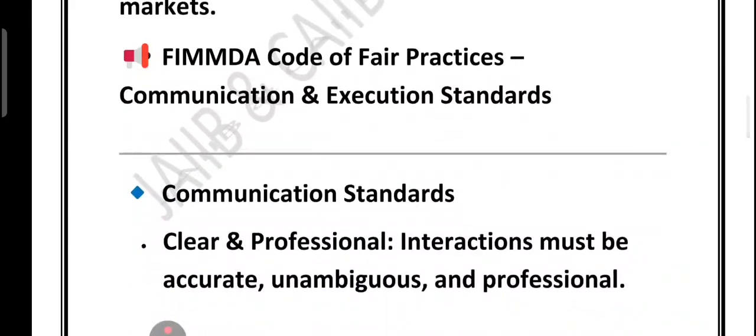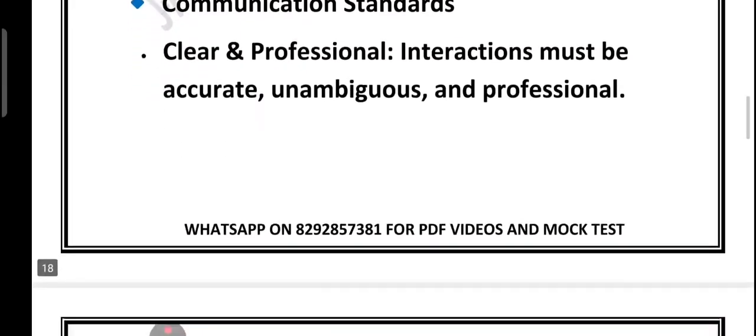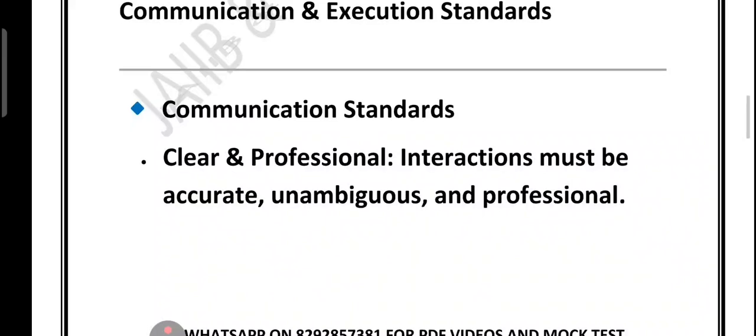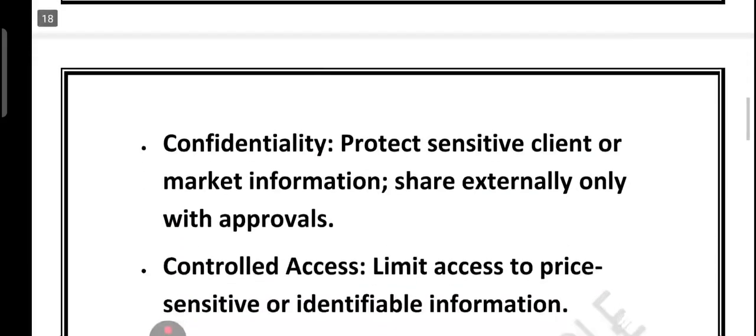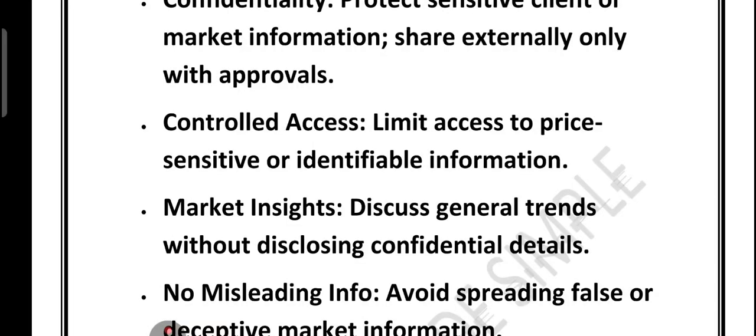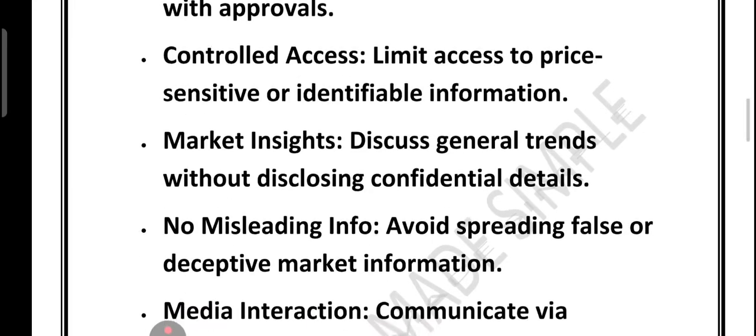Now let's talk about the communication and execution standards. So basically, these standards are all about professionalism, transparency and fairness in market interaction. Starting with communication standards, every interaction in the market must be clear, accurate and professional. Sensitive client or market information must always be kept confidential, right? Sharing externally is allowed only with proper approval. Access to price sensitive or identifiable information should be strictly limited. When discussing the market, stick to general trends and never disclose confidential details.